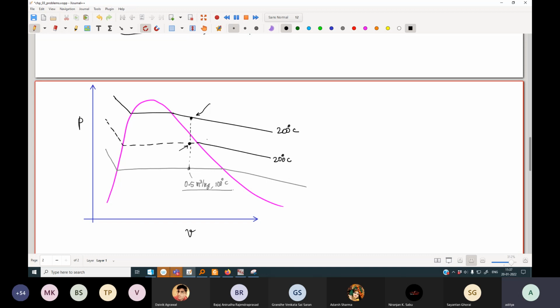So let's go to the table. We are looking for the property of V equal to 0.5 meter cube per kg, and T equal to 200 degrees Celsius. Let us first assume that it lies inside the dome.